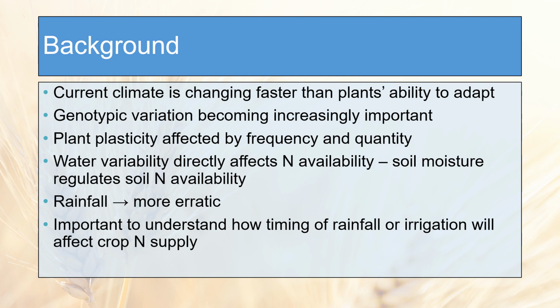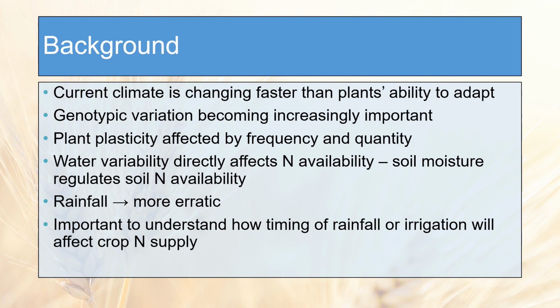Genotypic variation can be seen as plant plasticity. So this is basically the plant's way of adapting to its environment. And this is affected by many different things, but for the purpose of this talk, I'm just going to focus on two things, which would be frequency and quantity of resources.